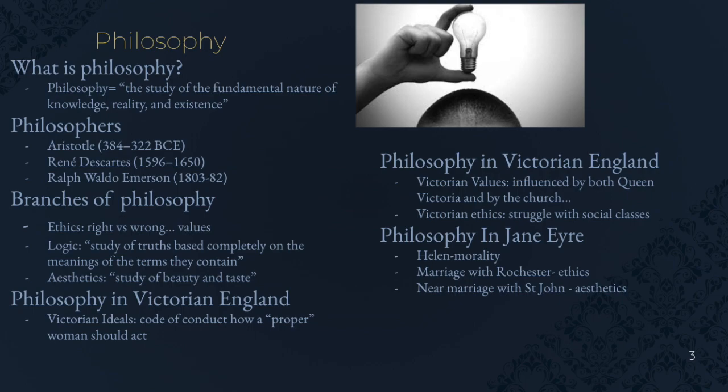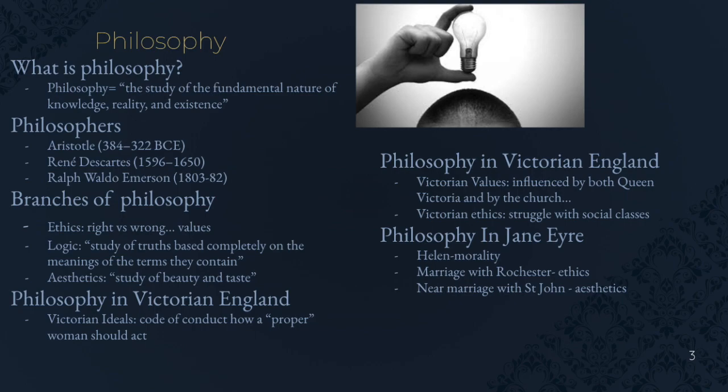Philosophy in Victorian England can be seen with Victorian ideals. These ideals are based off a code of conduct, and this code of conduct emphasizes this idea of how a proper woman should act. This belief that a respectable and honorable woman must be beautiful, elegant, polite, and sexually restrained. The Victorian values were influenced by both the Queen of the time and by the Church. In addition, Victorian ethics addressed the issue with social class.